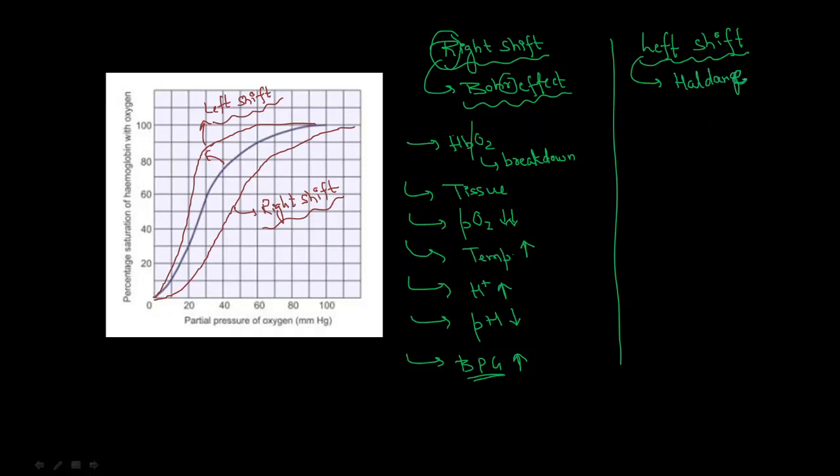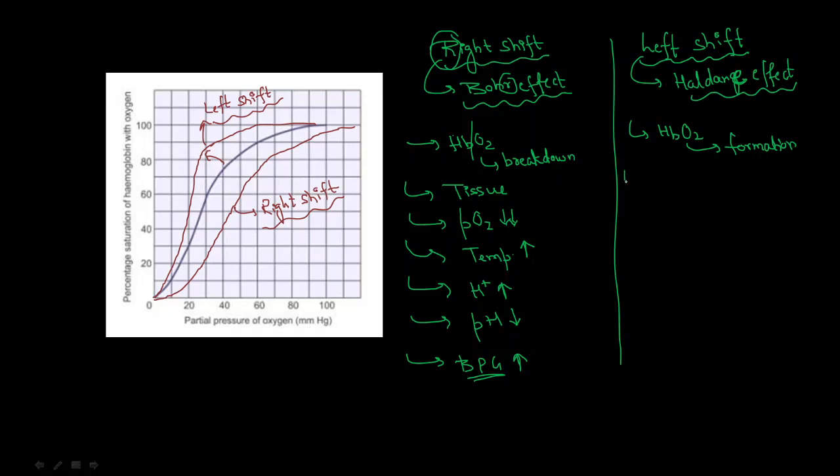So the Haldane effect is applicable. Here everything will be opposite to what we have studied during the Bohr effect. Okay, so in the case when the Bohr effect is applicable, there is breakdown of oxyhemoglobin, but here the oxyhemoglobin will be forming. Oxyhemoglobin formation will be taking place, and where will this oxyhemoglobin formation take place?